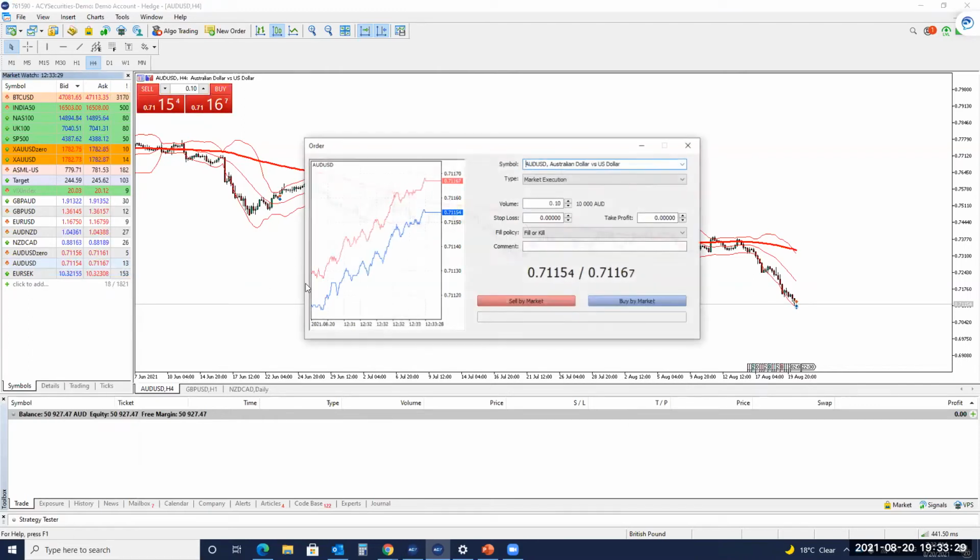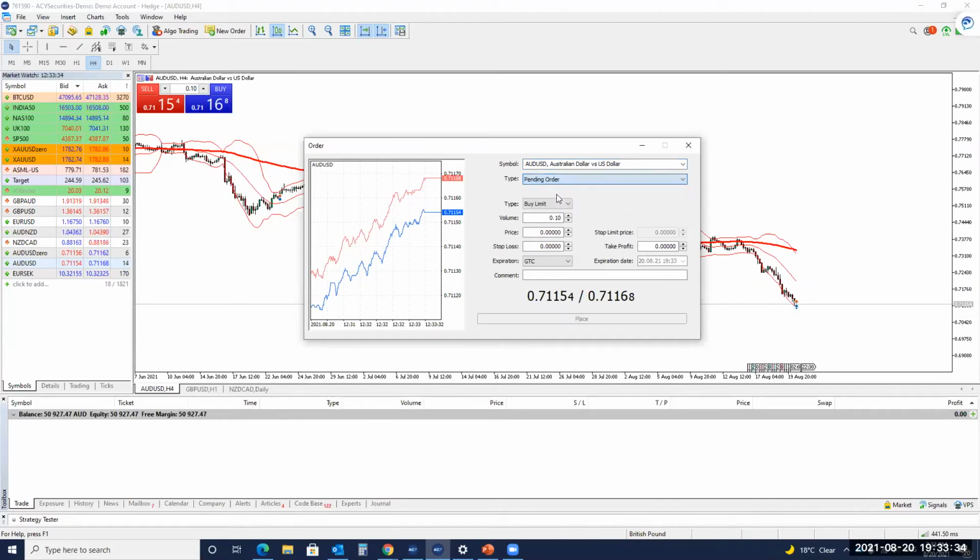So again, we go to new order. We change our market execution to pending order. And here we have a series of pending order types: a buy limit, a sell limit, a buy stop, a sell stop, a buy stop limit, and a sell stop limit. I'm only going to be covering the top four. I don't want to confuse you, but more or less what we're doing here with the buy limit is specifying a price which is below the current market price at which we would be looking to enter a trade.